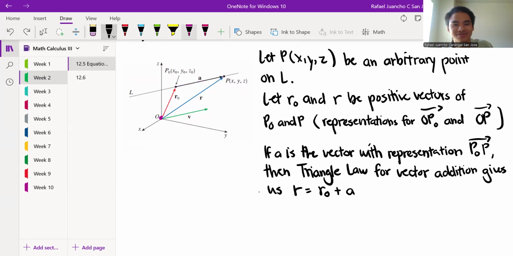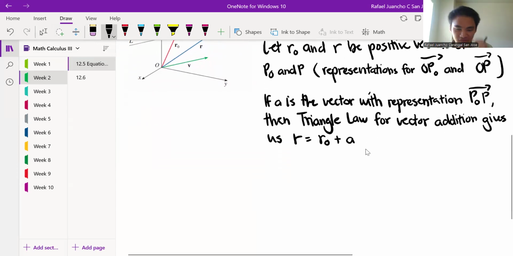So we remember we start from Seattle, we go to Tacoma, we end up at Bothell. So I could either choose to go first to Tacoma, then to Bothell, or I could go directly to Bothell, right? Okay. So that's what the triangle law is. R is basically R naught plus A. So it's just describing what's happening in that figure that I showed you.